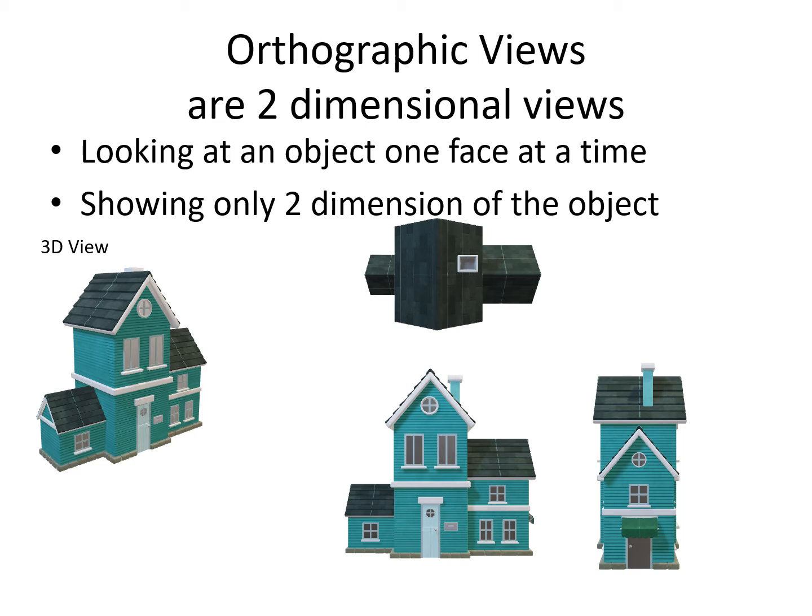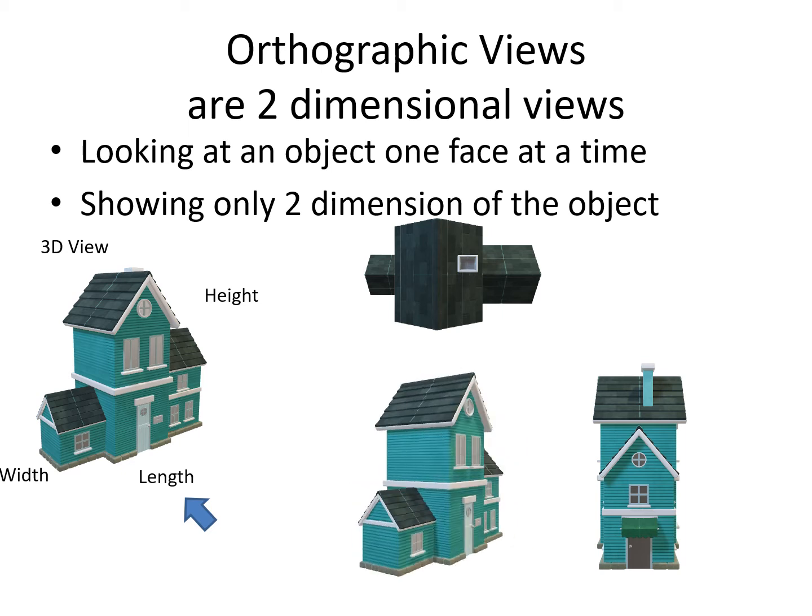And we are going to show only one face of that house at a time. So we are looking at that object one face at a time, showing only two dimensions of the object. So the house, the 3D view, would have the length, the width, and the height. And if we look at the house from this direction, which would be what? The front of the house. Then we're going to see this view here, which is the front of the house.